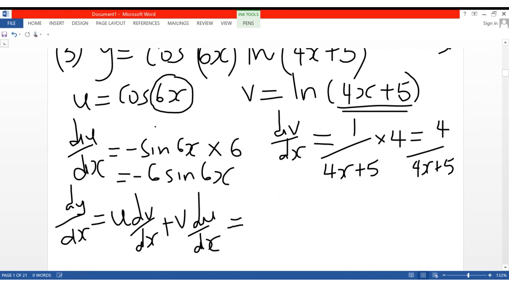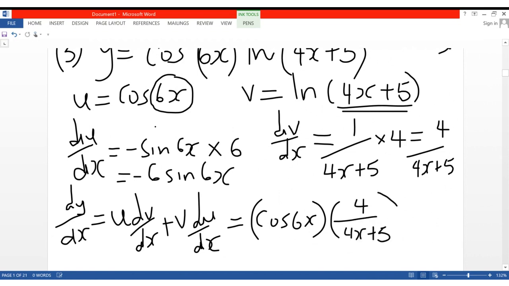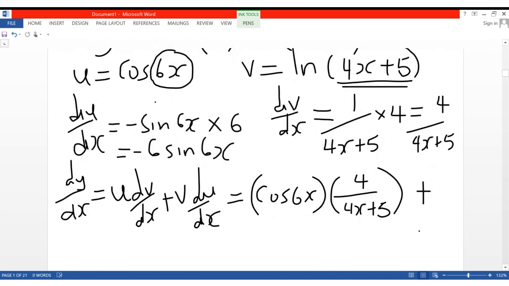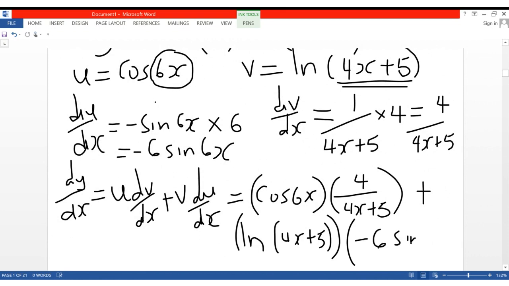So what is my u? My u was cos 6x. My dv dx was what? 4 all over 4x plus 5. And then plus my v, which is ln of 4x plus 5. And then finally my du dx I got as negative 6 sine 6x.